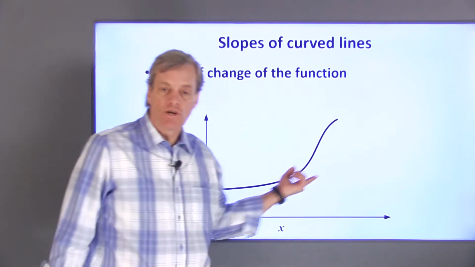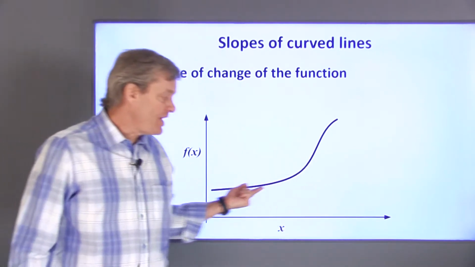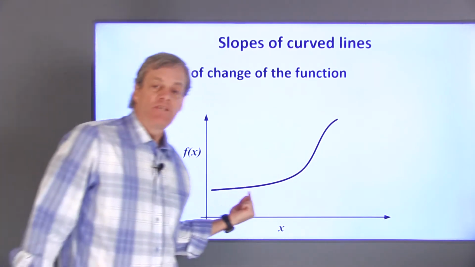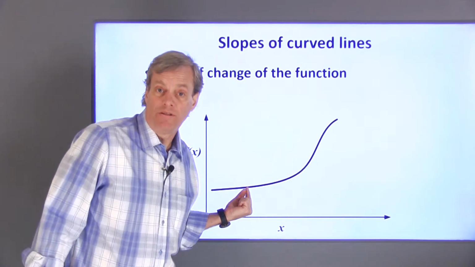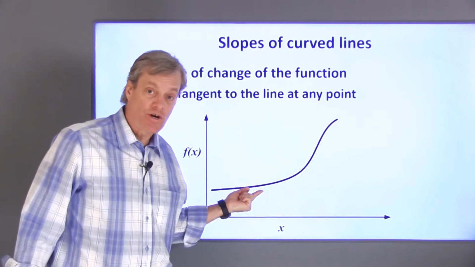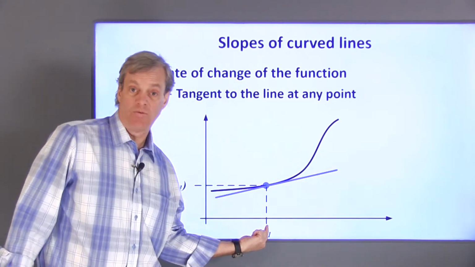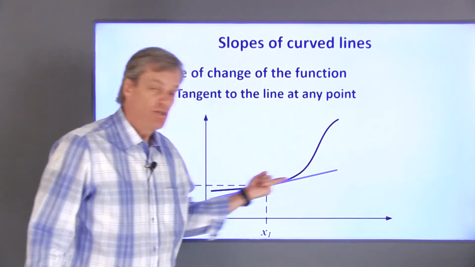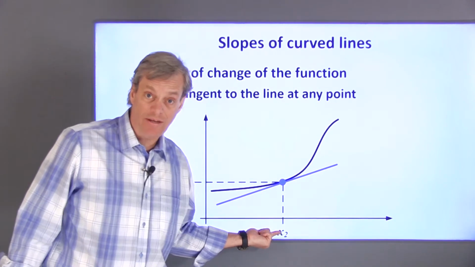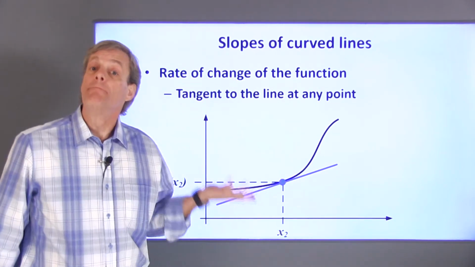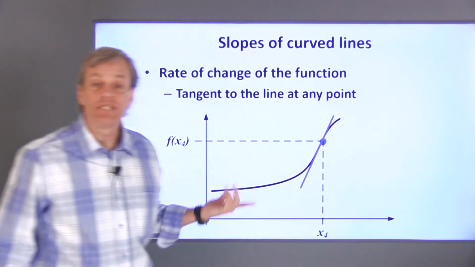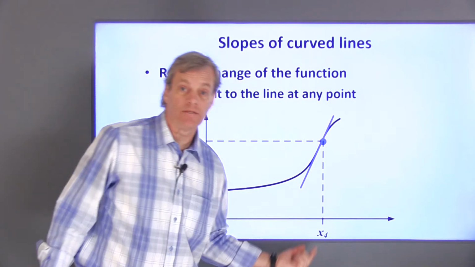The slope of a curve is the rate at which the function is changing with respect to some independent variable x. However, this rate changes depending on where on the curve you measure it. The rate of change is always tangent to the curve. So if I pick a point x1 here, the rate of change looks like this. If I change that and look at the rate of change at a different point x2, it looks like this. But no matter where on the curve I check the slope, it's always tangent to the curve at that point.